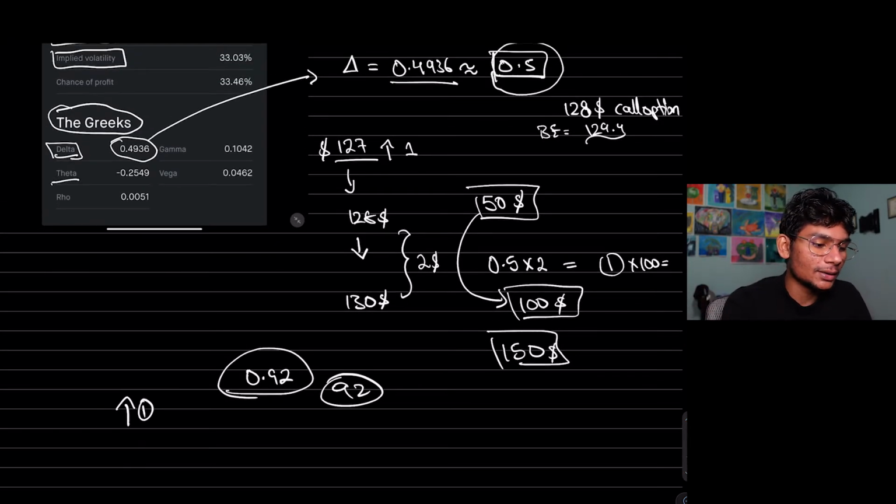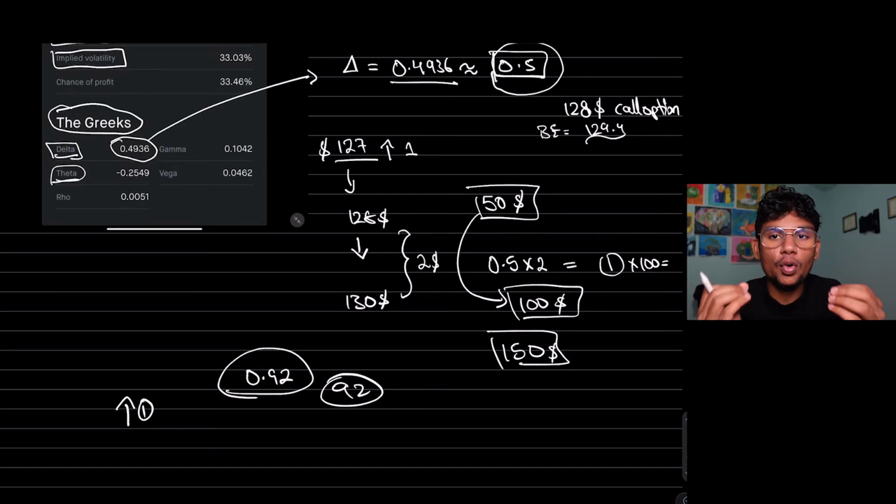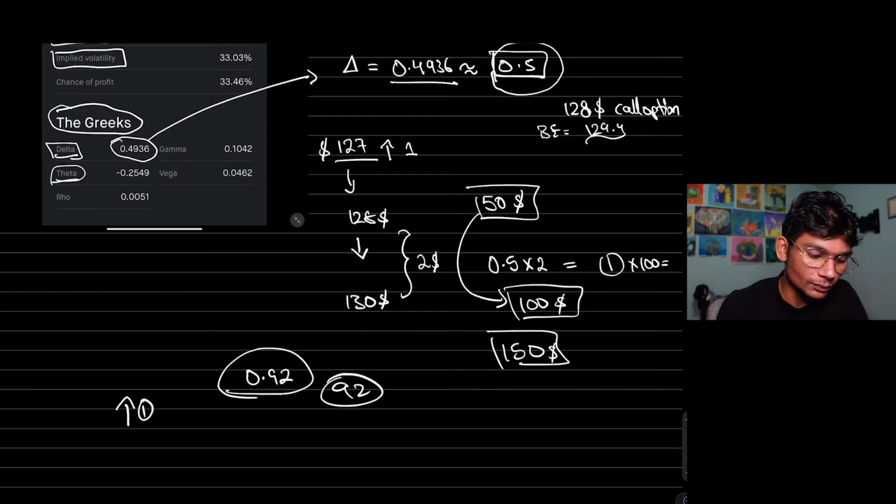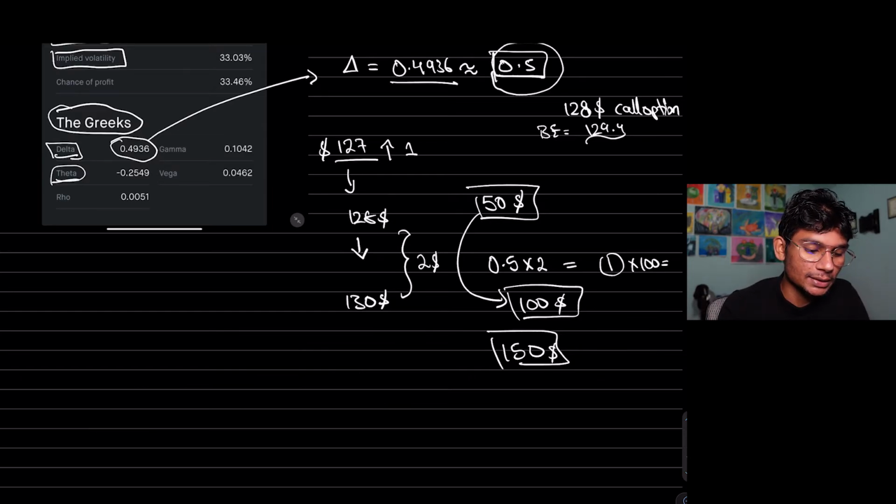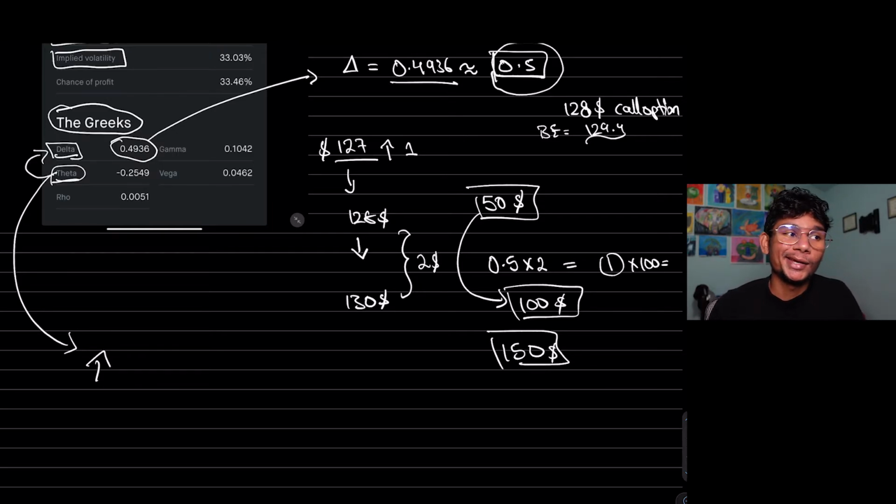Now, theta is the opposite. You want to make sure theta is as low as possible. Alright? You want to make sure theta is low as possible, because anytime theta goes up or your theta is higher than your delta, you're not making money, you're actually losing money. Okay? Just know that. You want to make sure your theta is low and is lower than your delta.